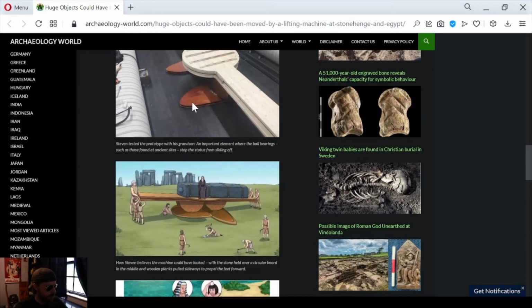Stephen tested out the prototype with his grandson and an important element where the ball bearings, such as those found at ancient sites, stop the statue from sliding off.